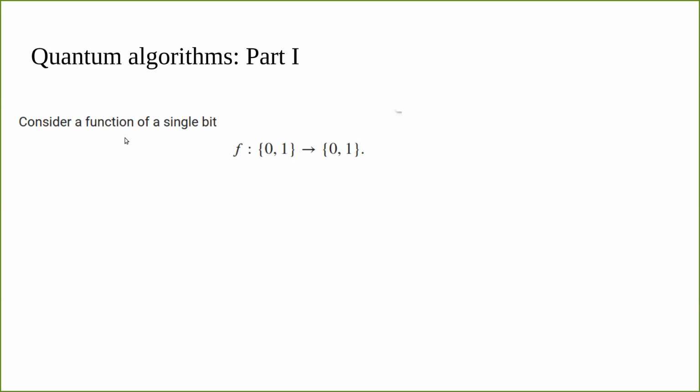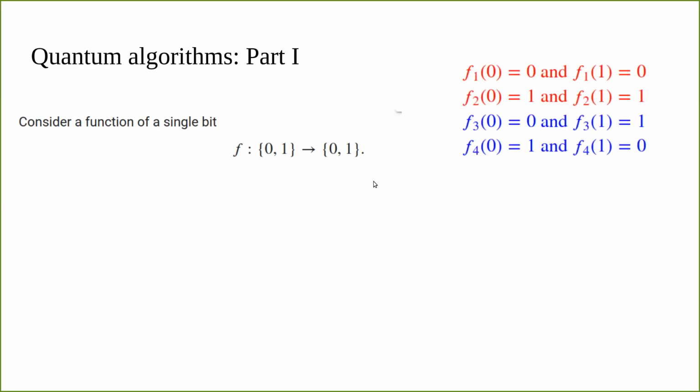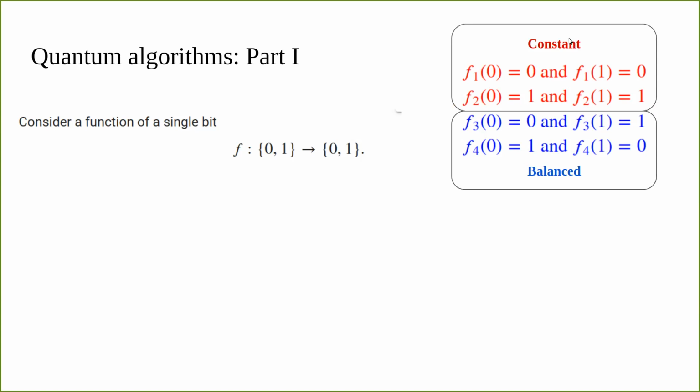First, what's the problem? We want to consider a function of a single bit. So f inputs 1 bit and outputs 1 bit. There are 2 inputs and 2 outputs, so there are a total of 4 functions that act on a single bit. I've listed them here as an example. The first function always outputs 0, no matter what the input is. The second function always outputs 1, no matter what the input is. These top 2 functions, let's call them constant, because the output is the same with respect to the input.